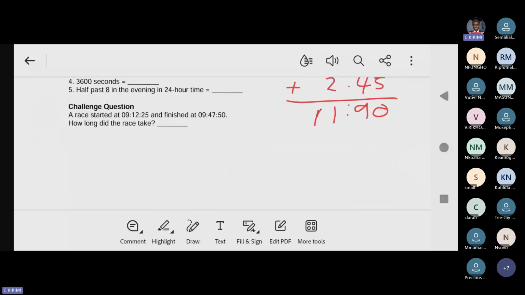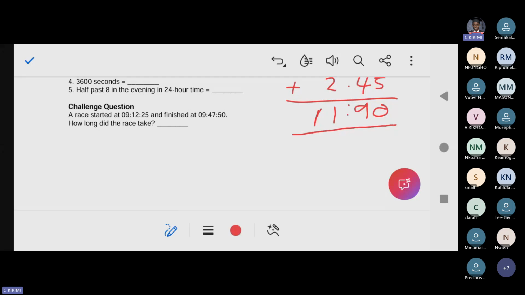So we are here with 11 hours, 90 minutes. This is the same as 11 hours plus 90 minutes, and we want to convert that 90 minutes to hours and minutes. So when you divide 90, you are dividing it by 60. How many times does 60 go into 90? It's 1, remainder 30. So the remainder is the 30 minutes.